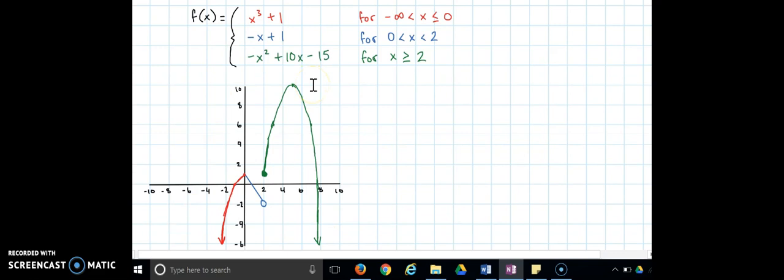This video summarizes how to recognize left and right continuous, how to determine points of discontinuity, and how to draw a graph.